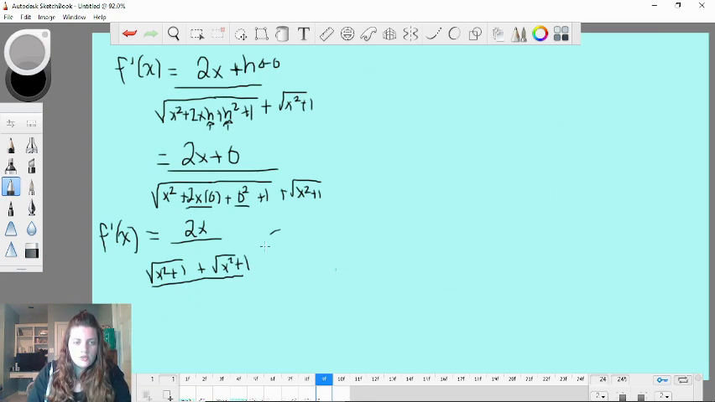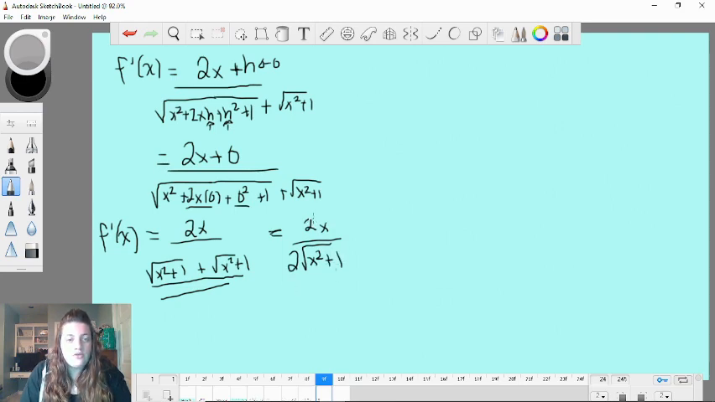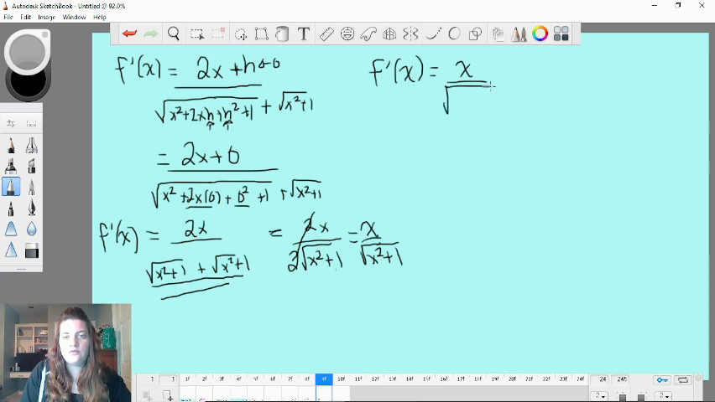Okay, so when you have 2 of something, here it'll turn into 2x over 2 of the square root of x squared plus 1. And then we have 2 of these 2's here. So if you want, you can also cancel the 2's and just leave yourself with x over the square root of x squared plus 1, making it easy peasy. This doesn't answer everything that we're looking for, so right now all we have is the derivative, which is x over the square root of x squared plus 1 by itself.